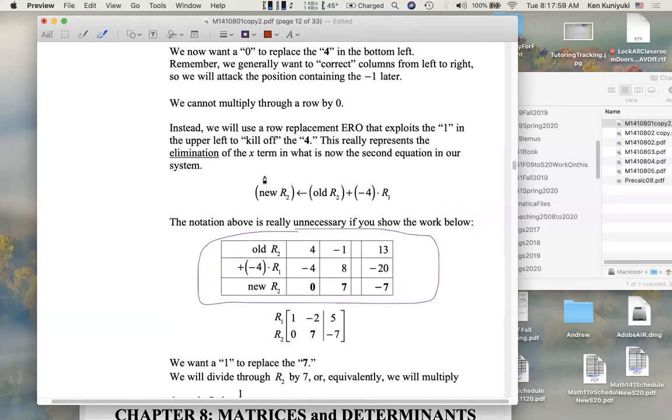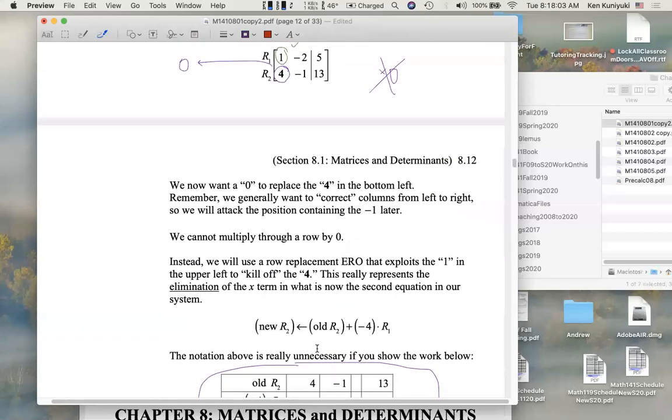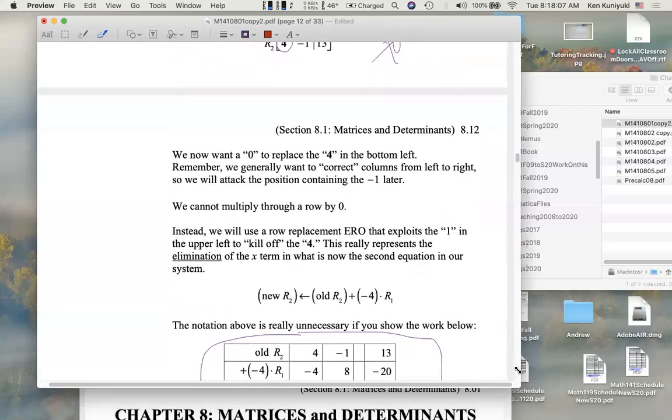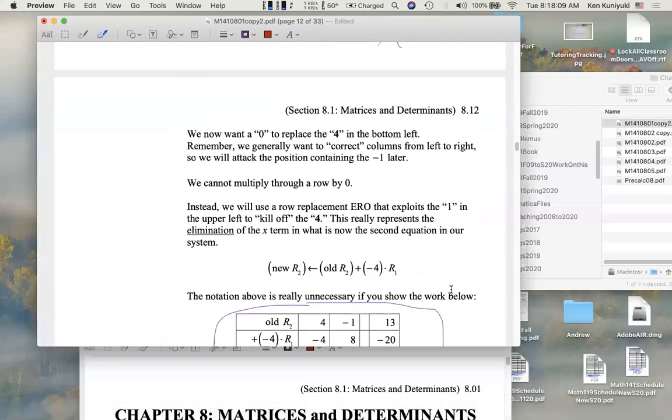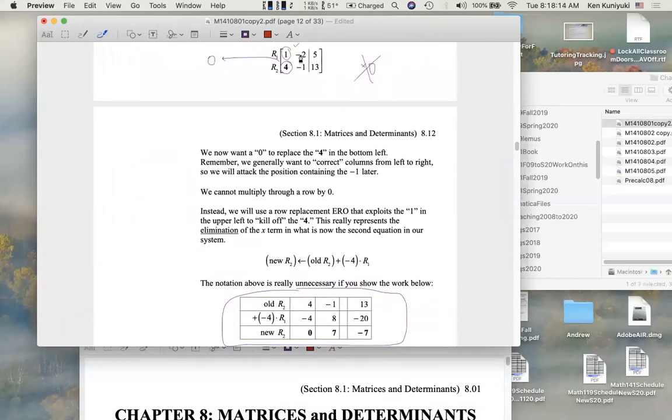Okay, so you go up, -4 times, let's see here. All right, if you can see that. -4 times 1 is -4. -2 times -4 is +8. -4 times 5 is -20.